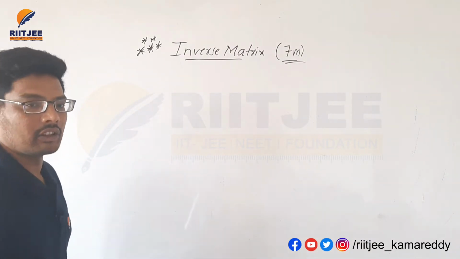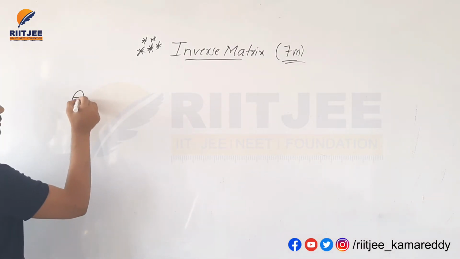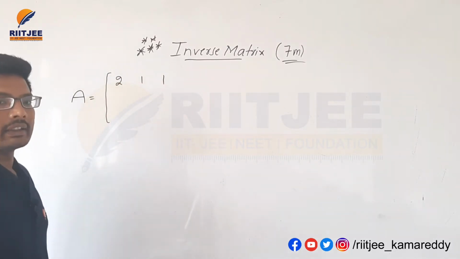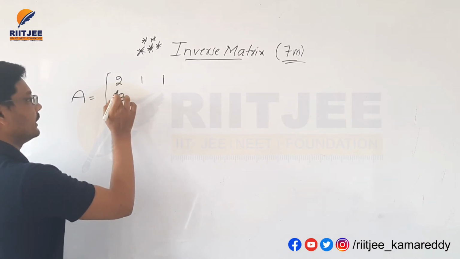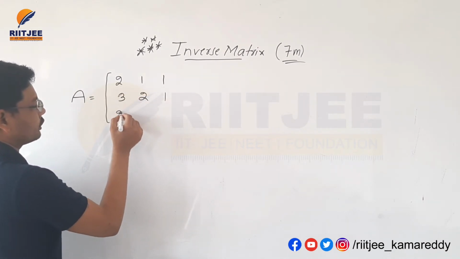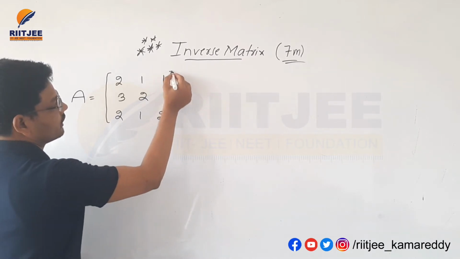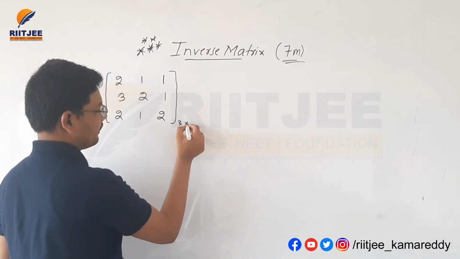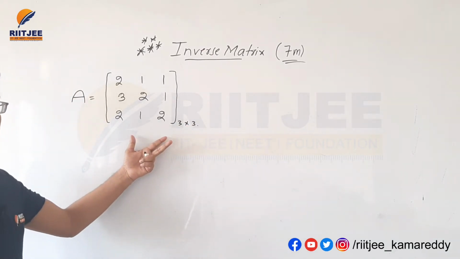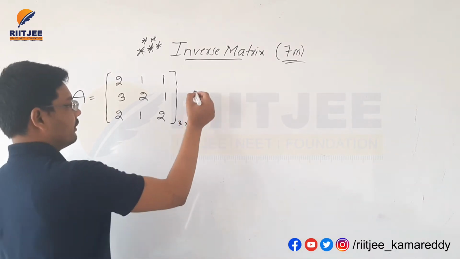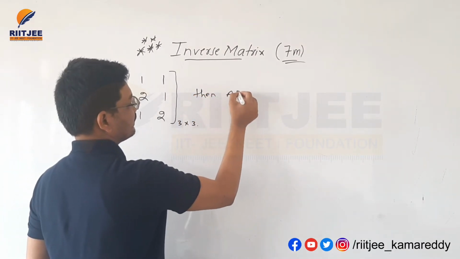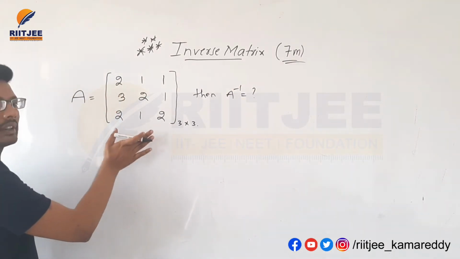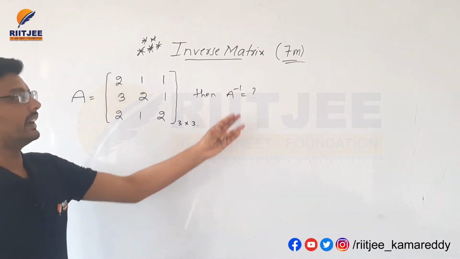The matrix A is equal to, I am taking 2 1 1, 3 3 2, 1 2 1 2. This is a matrix of order 3 by 3. It is a square matrix. There A inverse exists. Then find A inverse here. A inverse is a question mark. Here we need to find A inverse for the 3 by 3 matrix A.